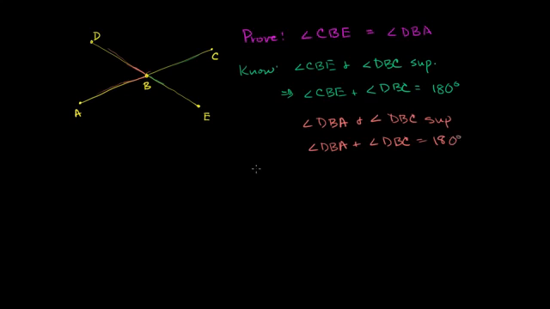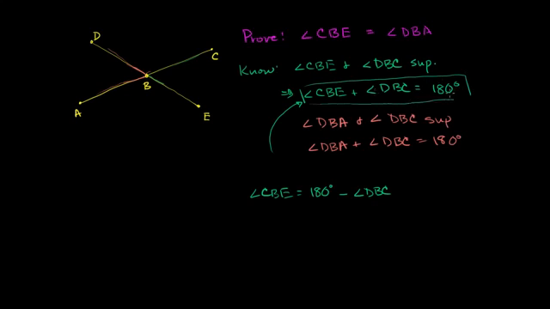Now, from this top statement over here, we can subtract angle DBC from both sides, and we get angle CBE is equal to 180 degrees minus angle DBC. That's this information right over here. I just put the angle DBC on the right side, or I subtracted it from both sides of the equation. And this right over here, if I do the exact same thing, subtract angle DBC from both sides of the equation, I get angle DBA is equal to 180 degrees.